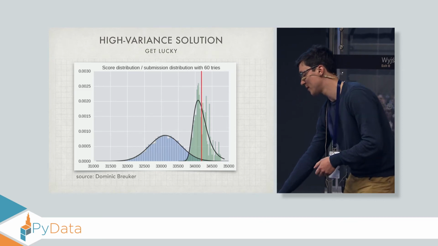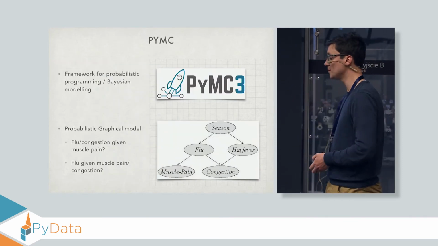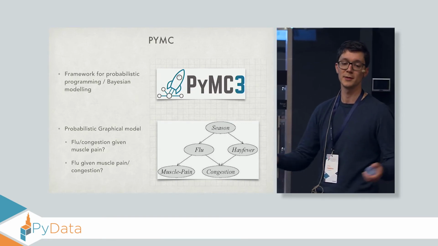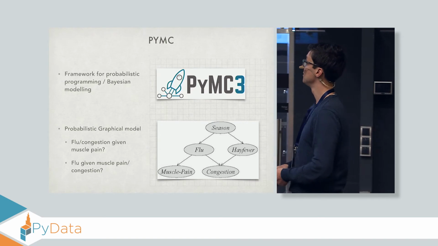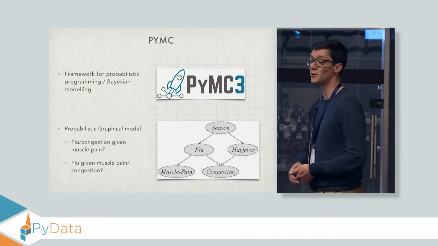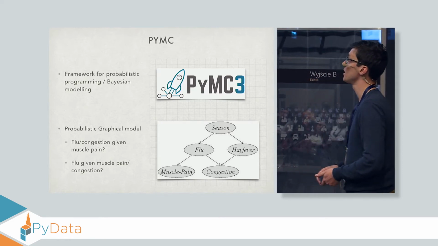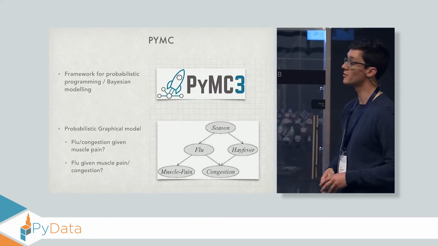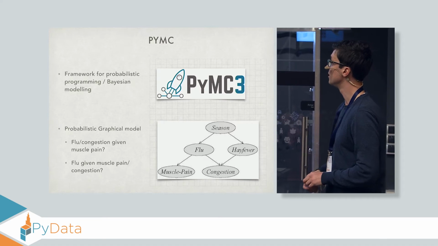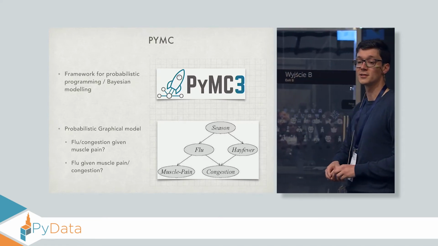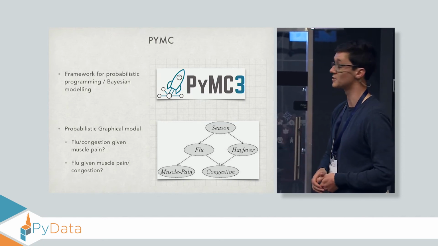So then we thought, would it be possible to use some of our submissions to learn something about the test set? And this is actually where the competition got interesting. For this we used PyMC. It's a probabilistic programming framework for Bayesian modeling. So you can set up graphical models and compute all kinds of posterior distributions.